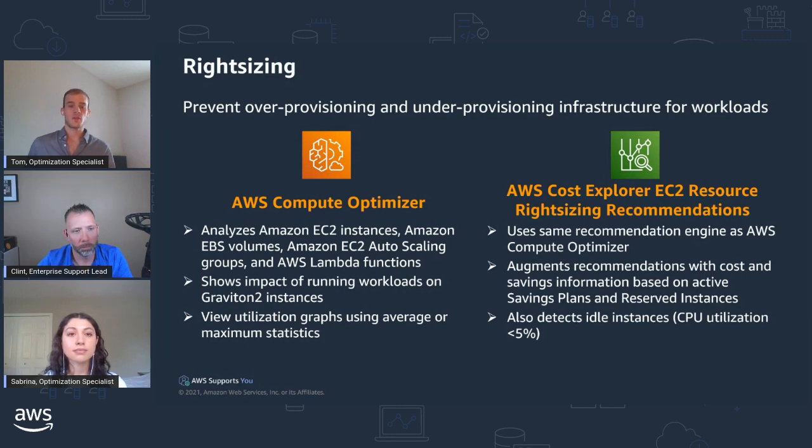Compare that with the rightsizing recommendations available in Cost Explorer. These provide a subset of the Compute Optimizer results that may lead to cost savings, and these recommendations are further augmented by accounting for usage covered by Savings Plans or Reserved Instances. The accuracy of the recommendations in both of these tools can be improved by enabling the Amazon CloudWatch agent to collect metrics on memory utilization for EC2 instances.